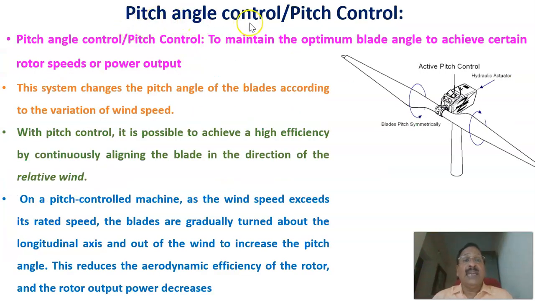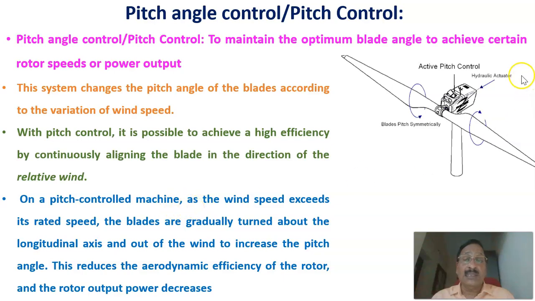First comes the pitch angle control, or pitch control. Pitch control maintains the optimum blade angle to achieve a certain rotor speed or power output. This system changes the pitch angle of the blade according to the variation of the wind speed. The pitch angle changes as per the wind speed. Here there is an active pitch control mechanism, and with pitch control it is possible to achieve high efficiency by continuously aligning the blades in the direction of the relative wind.